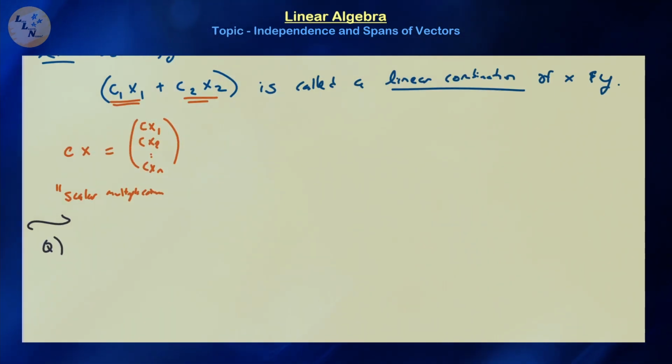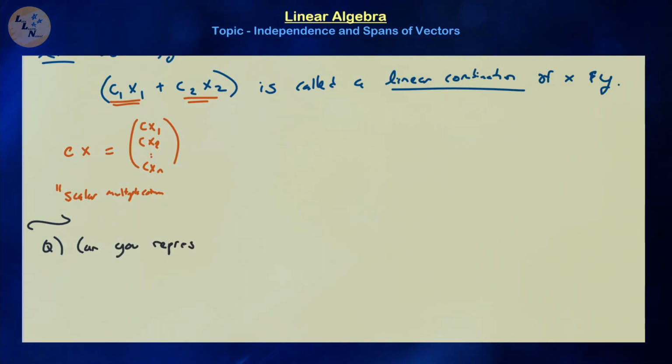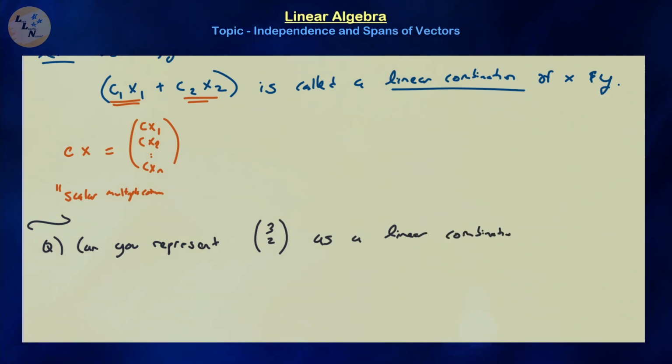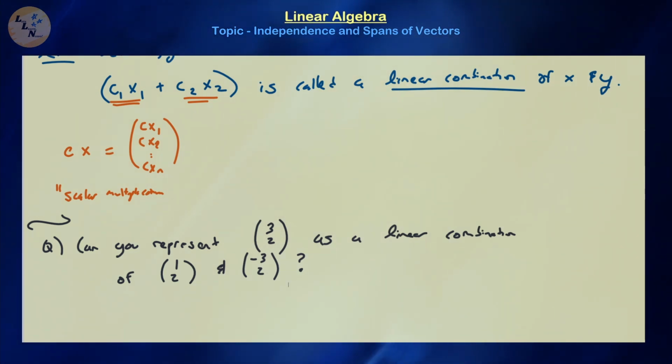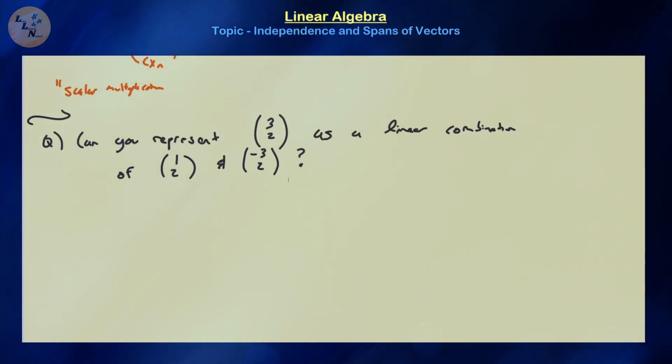So let's ask a sometimes easy to understand question. Can you represent the vector 3, 2 as a linear combination of the vectors 1, 2 and -3, 2? Can we represent that vector as a linear combination of those other two vectors? In some sense, I'm implying that it's possible that a linear combination doesn't exist. One can also ask, is that linear combination unique if it does exist? And maybe some other questions may naturally arise in that conversation.